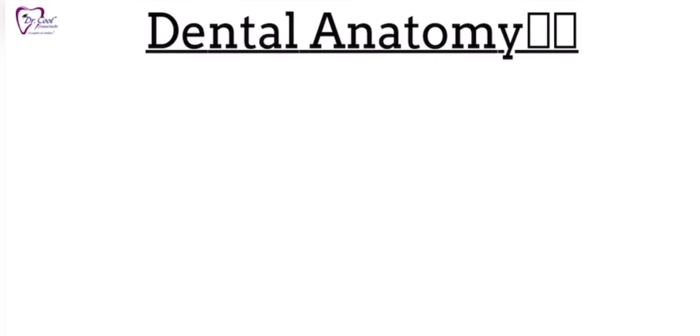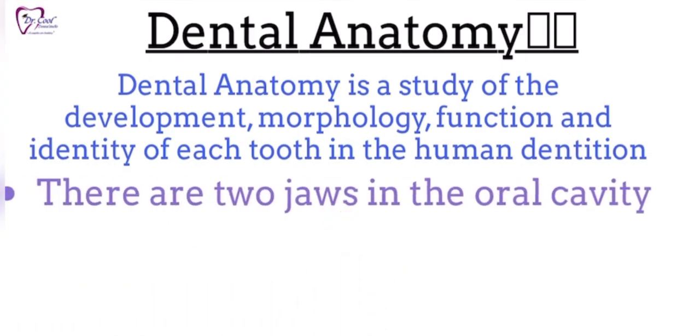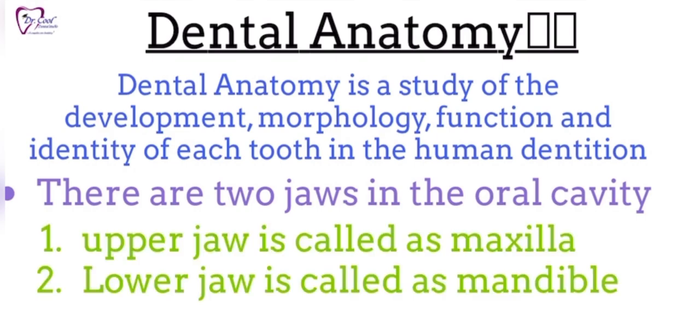Welcome back. Today we are going to study about dental anatomy. Dental anatomy is a study of the development, morphology, function and identity of each tooth in the human dentition. There are two jaws in the oral cavity. Upper jaw is called as maxilla and lower jaw is called as mandible.